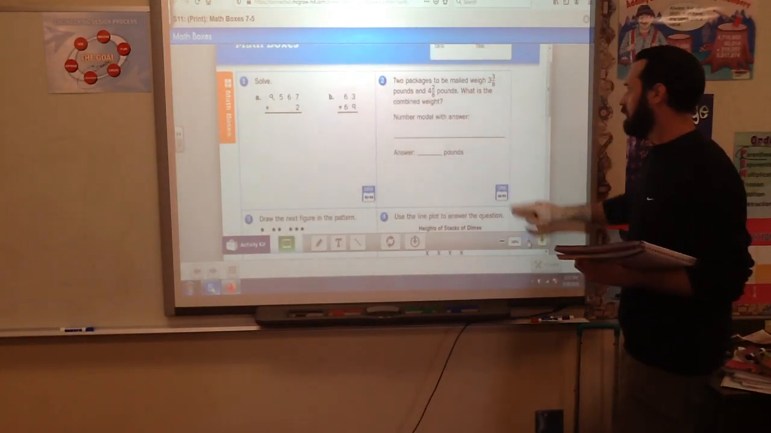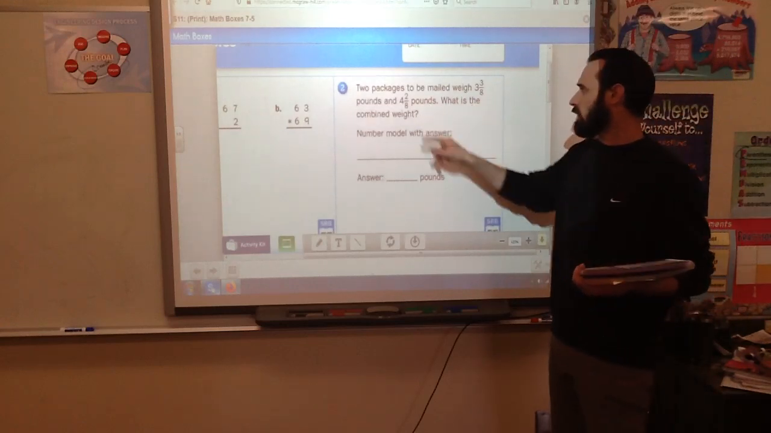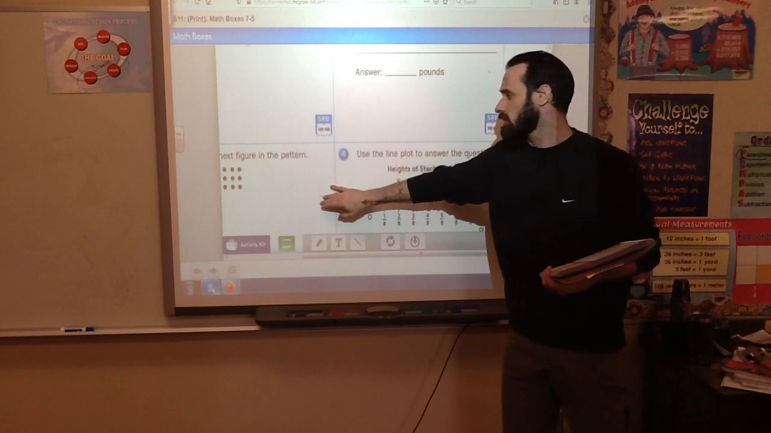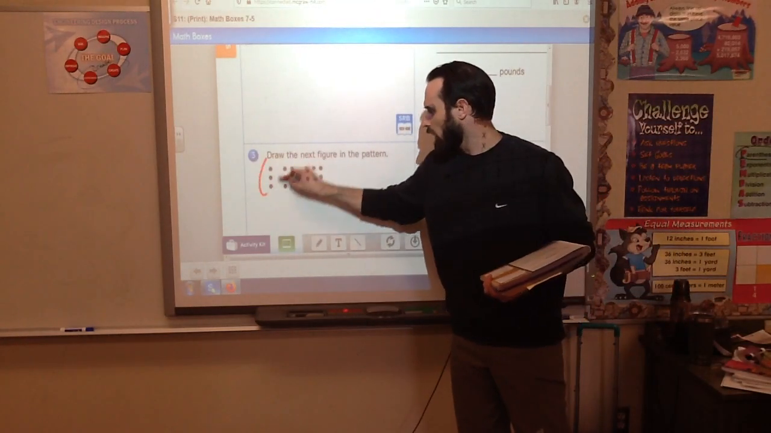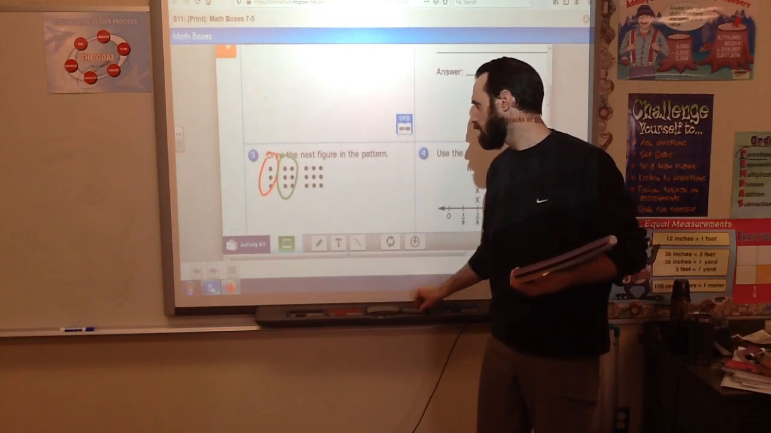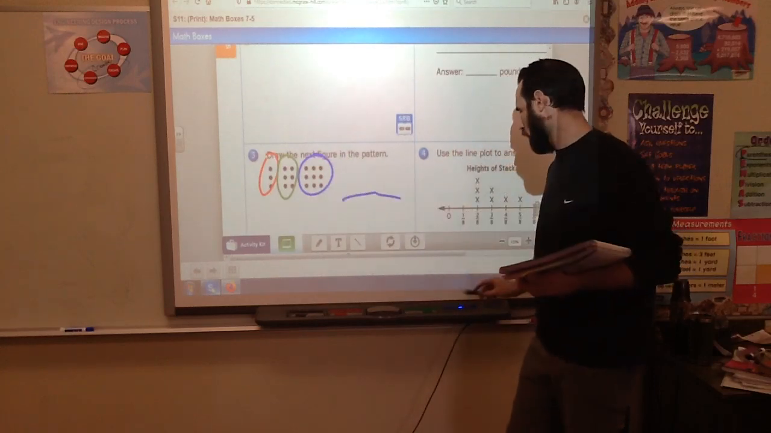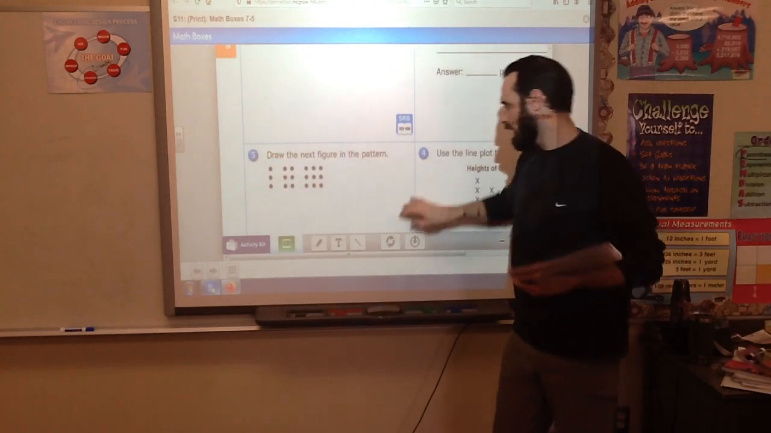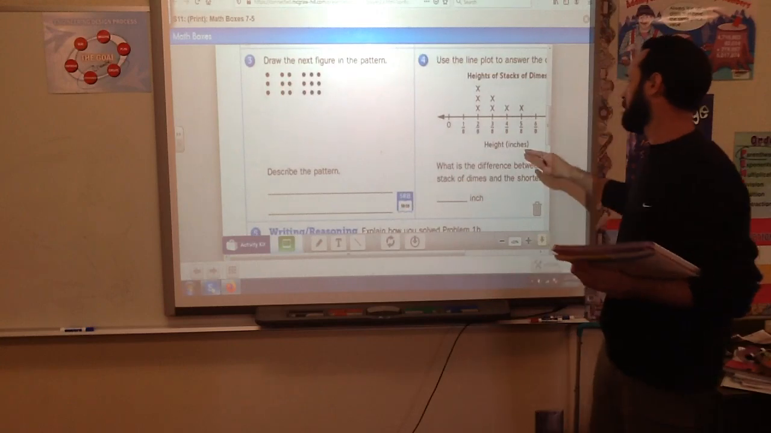Over here, problem 2, 2 packages to be mailed, 3 and 3/8, 4 and 2/8. What's the combined weight? That's just adding. You guys should be able to add those fractions. This one, this is step 1. This is step 2. This is step 3. Figure out what step 4 would be with that. And describe what you did, or what's happening each time.